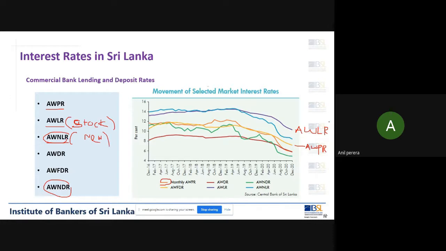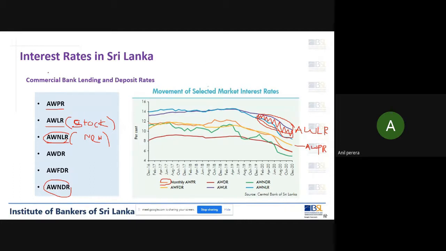If you look at this chart, again, you will see this blue line is the new loans. Now, if you look at the very recent period, there is a difference between the average lending rate and the new lending rate. What does that mean? New loan rates are coming down compared to the total stock, isn't it? So we can get a real feeling about the movements of the interest rate.